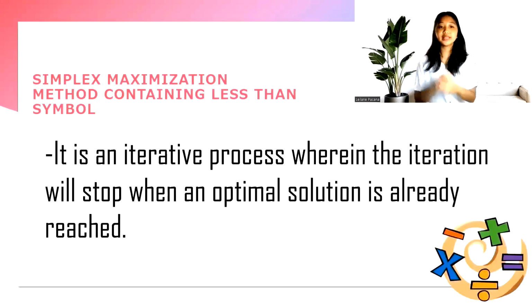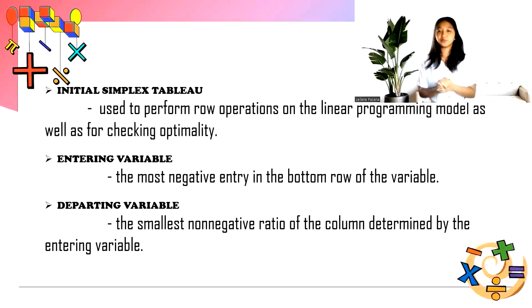Now, the simplex maximization method is an iterative process wherein the iteration will stop when an optimal solution is reached. So what do we mean by iteration? Iteration is a repetitive process of mathematical computation in order to determine the approximate solution for that kind of problem. So there is a repetitive process in the simplex method, and that will occur in our table as we will discuss later.